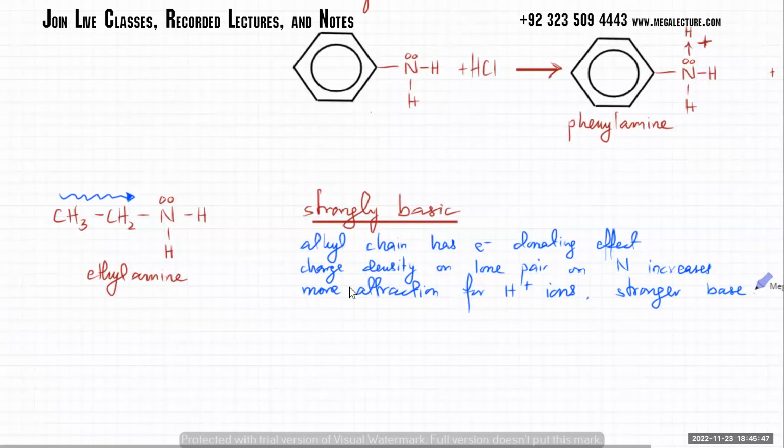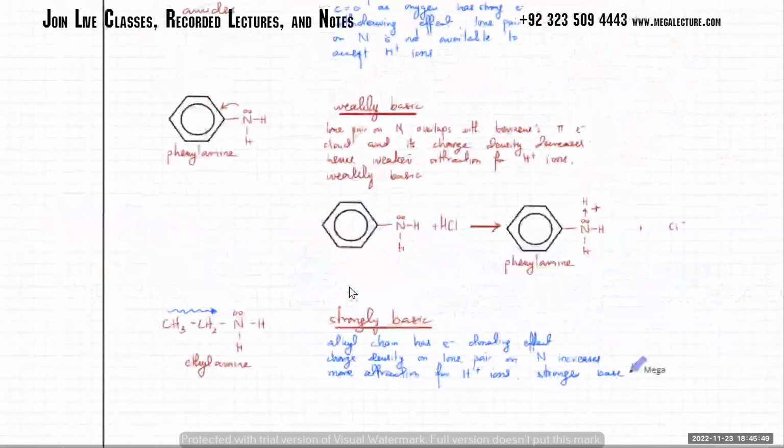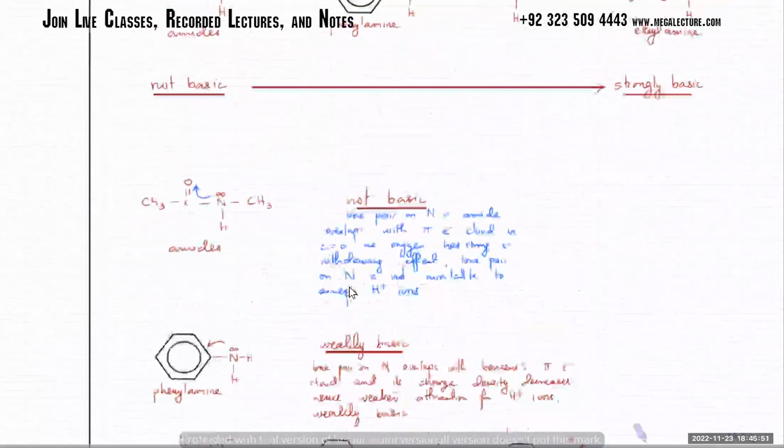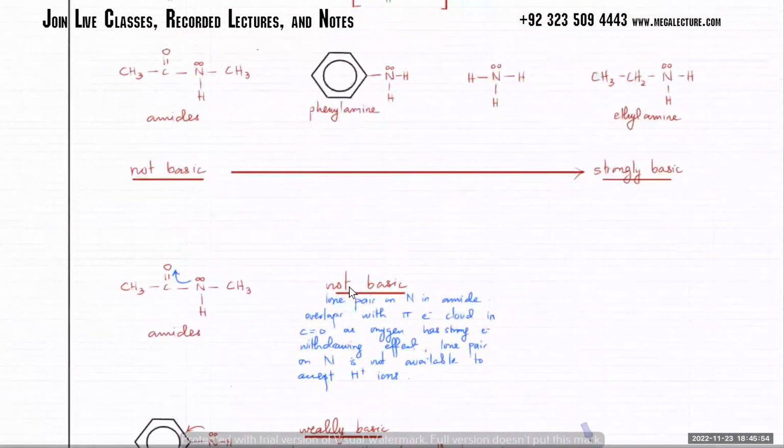You just need to know which ones are strong and which ones are weak. Ammonia is in the middle, that's just as a reference. Is this clear? Did you understand? Sir, please explain the last part of ethylamine, that's not clear.